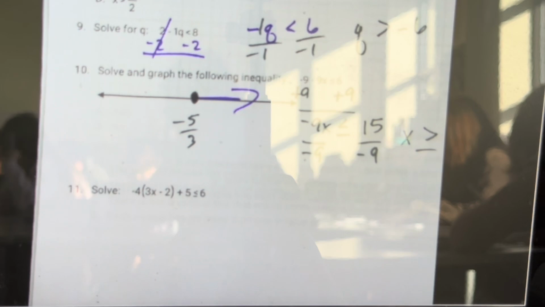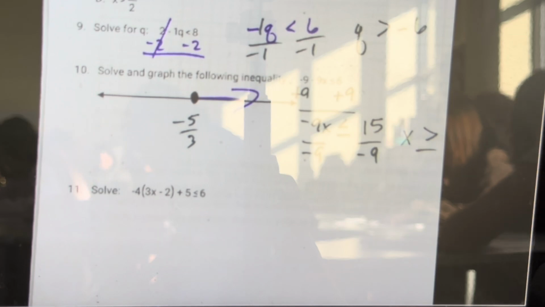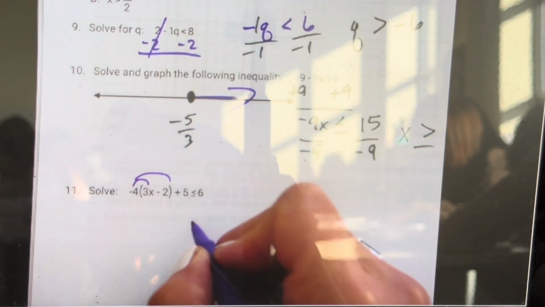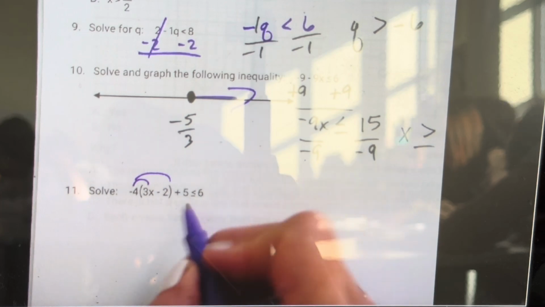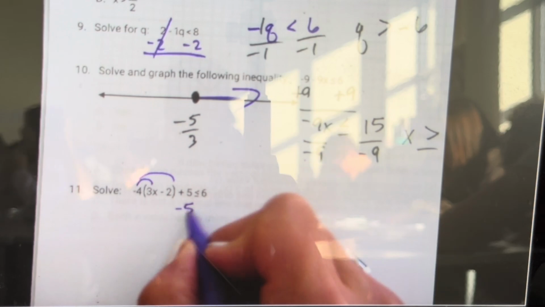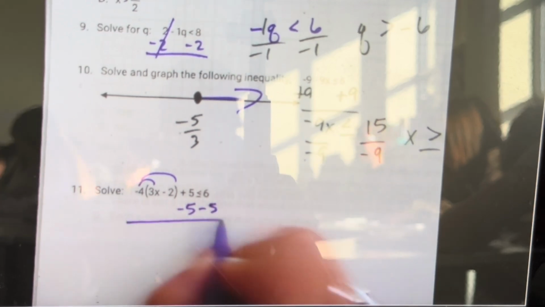Number 11. So we can actually do 2 things. We need to distribute, right? And get rid of that 5. We can go ahead and get rid of it. So what's the opposite of adding 5? Minus 5. Subtracting 5. Whatever you do to one side, you do to the other.